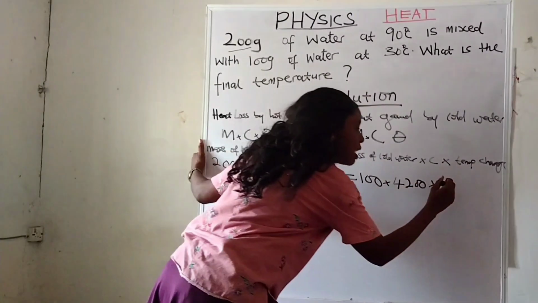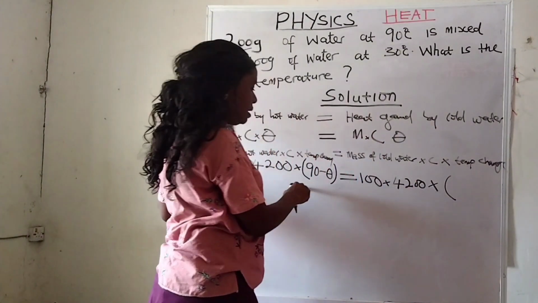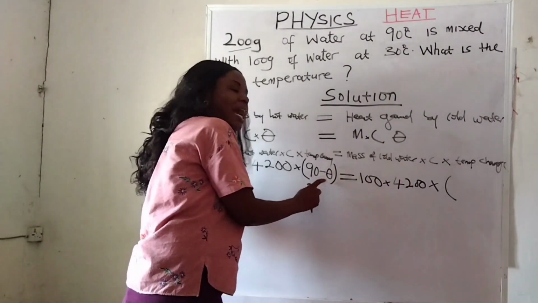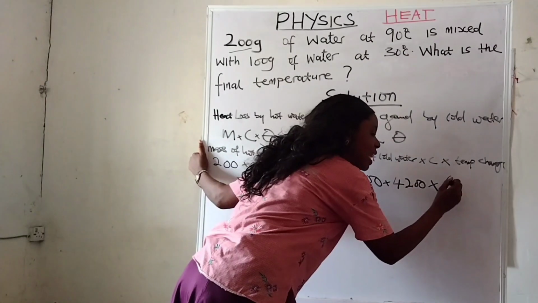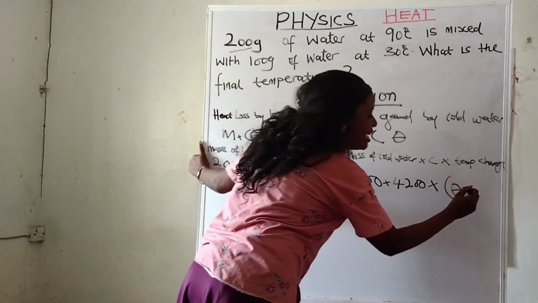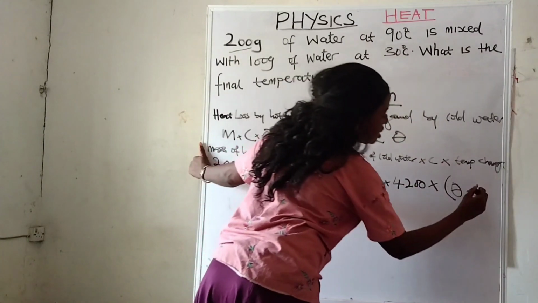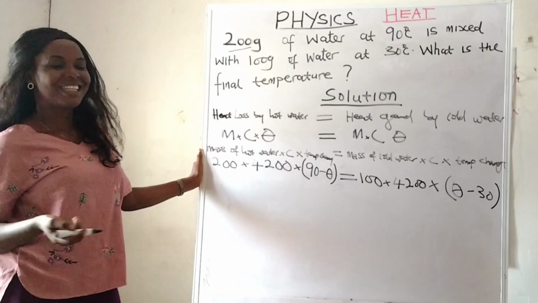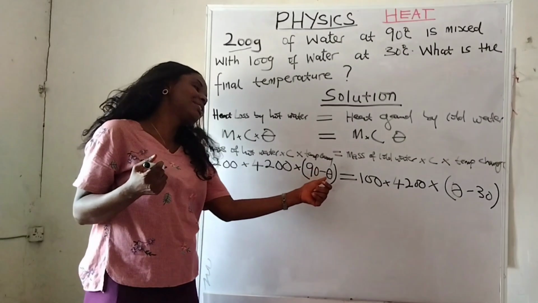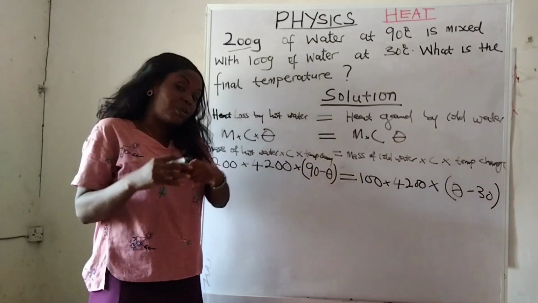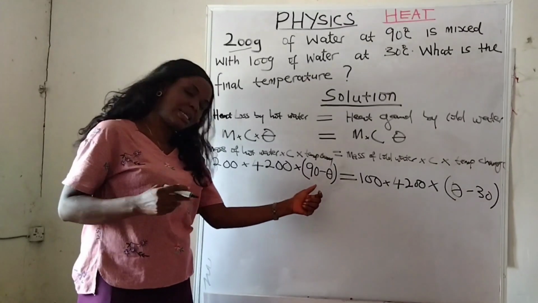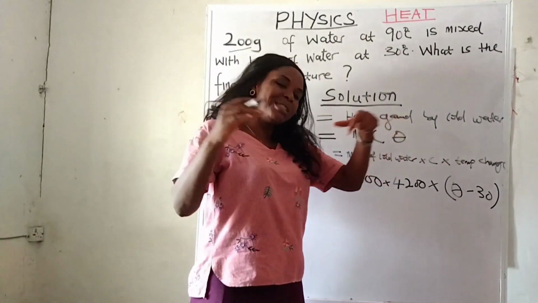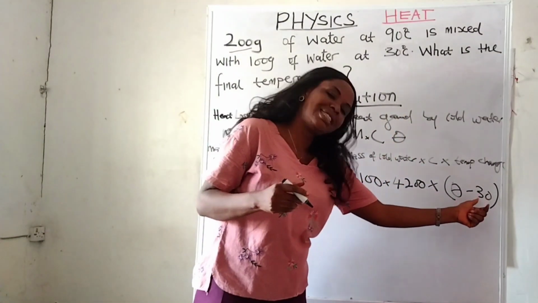That will make me write something like this. If I put bracket, like I did here, the resulting temperature of the mixture, which I put here as theta, will be this theta minus 30 degrees Celsius. You understand the gist? Here I subtracted this temperature from 90, because after mixture, for sure, the temperature will be less than 90. But here I subtracted 30 from the temperature, because after mixture, the temperature will be more than 30.